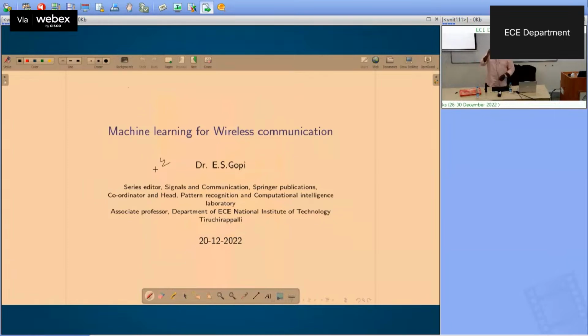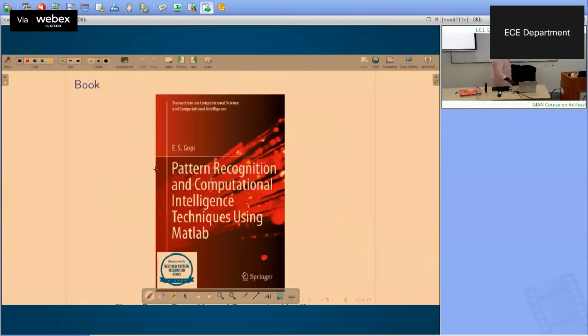What we are going to discuss in this lecture: this is a book written by myself on pattern recognition and computational intelligence techniques using MATLAB, which may be helpful for you. You can recommend it or purchase it for your own use.